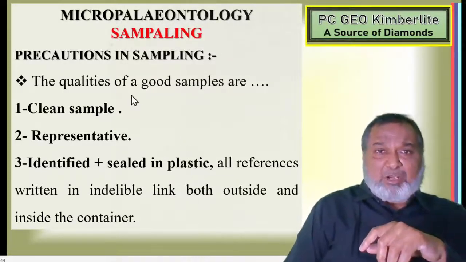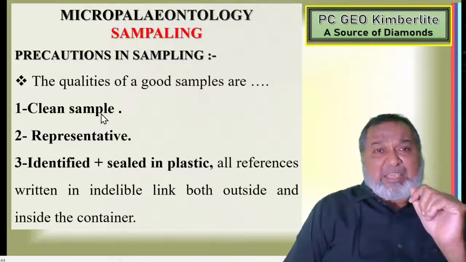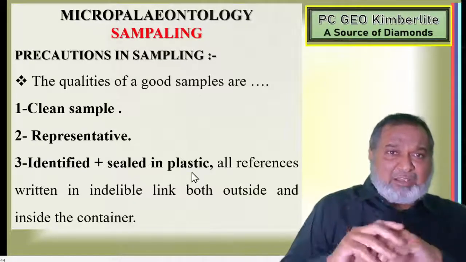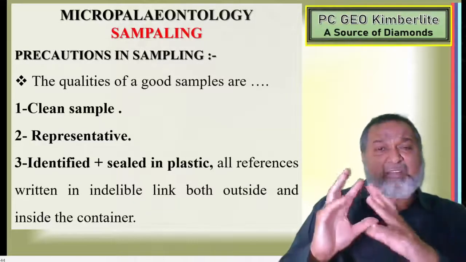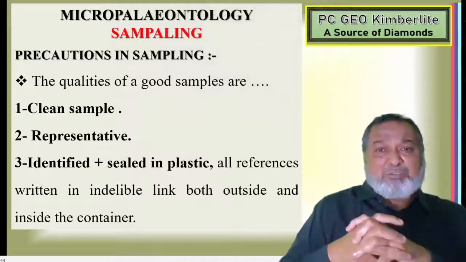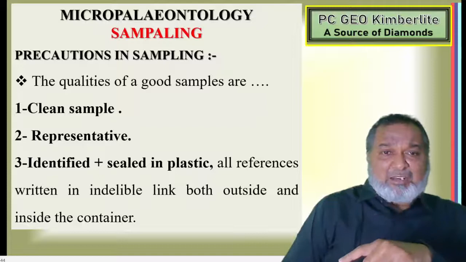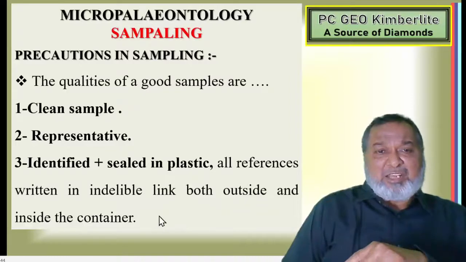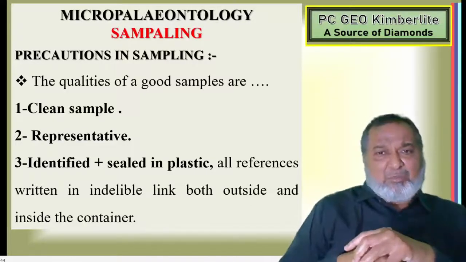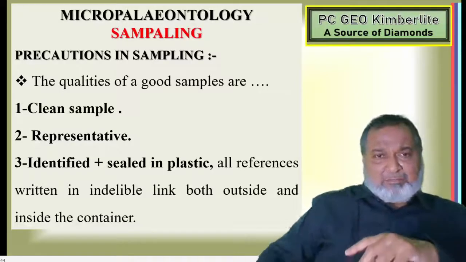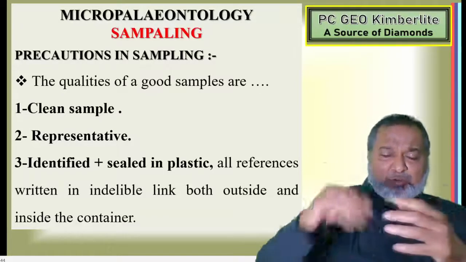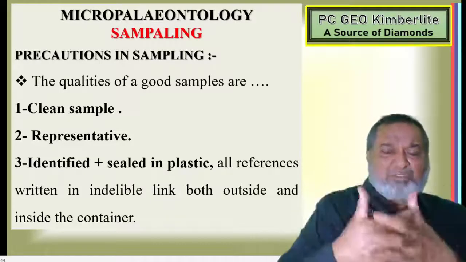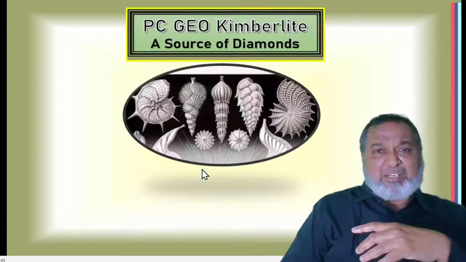Precautions in sampling: the qualities of a good sample are that it is clean, representative, identified, and sealed in plastic. Once you get the clean, representative, identified sample, it has to be sealed in plastic. Everything has to be written in indelible ink, both outside and inside the container, whether a plastic bottle or a polythene bag. Write down the points, put them inside, and also mention on the surface what is in that container.